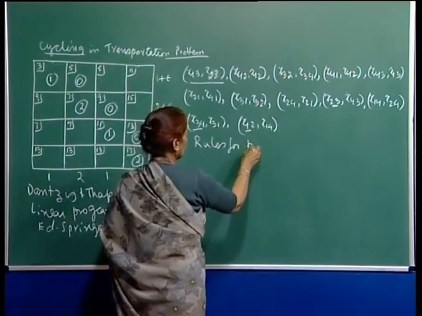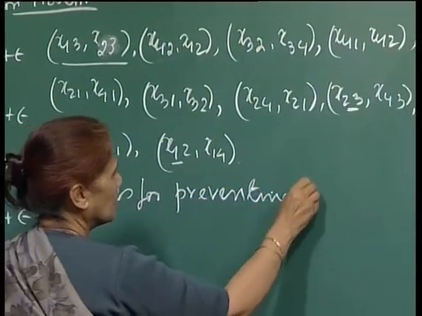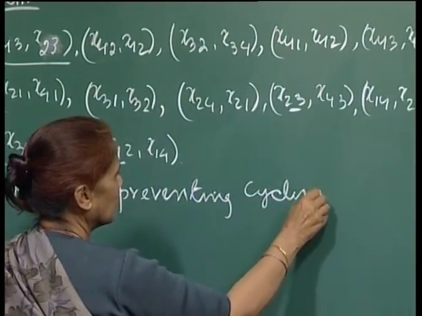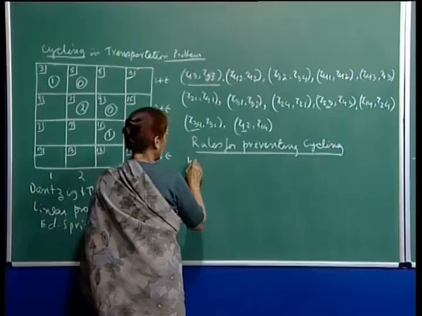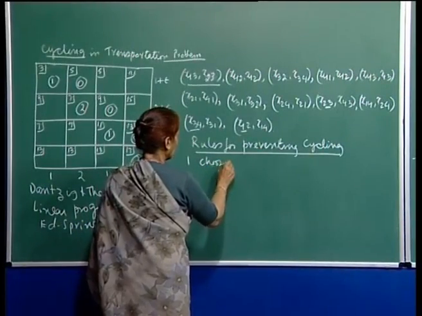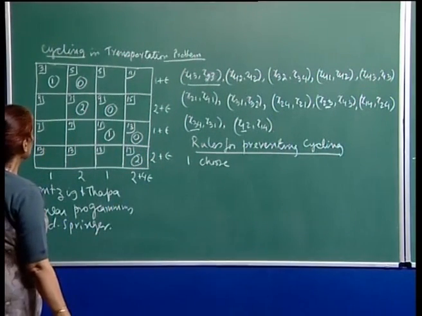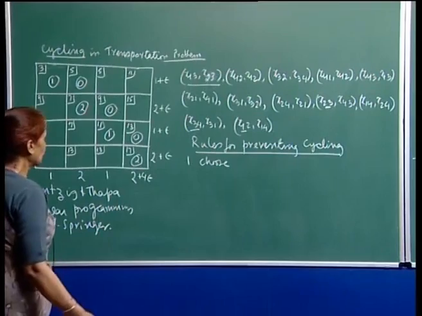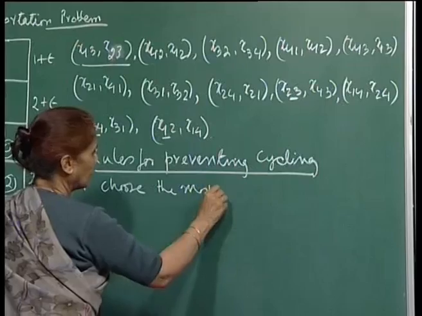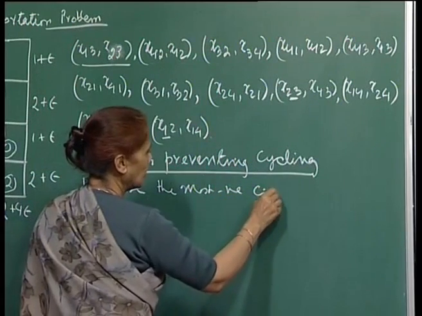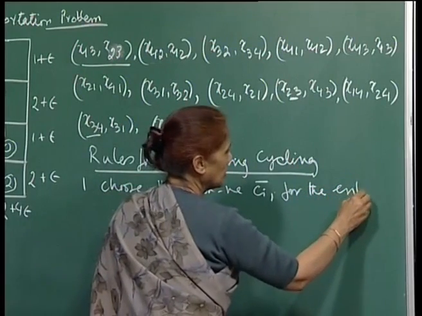Rules for preventing cycling. The first one, of course: choose the most negative Cij bar for the entering variable. It should not really matter whether you choose the most negative or not.